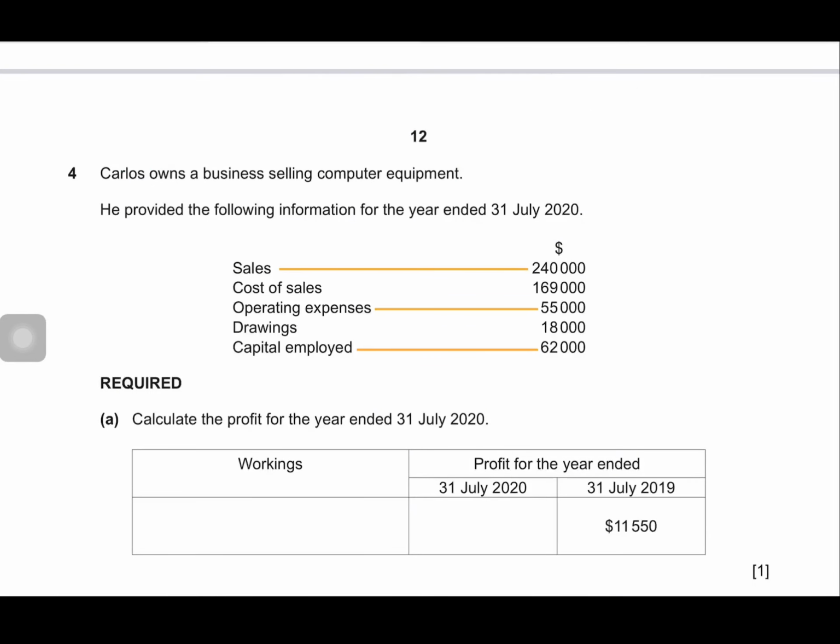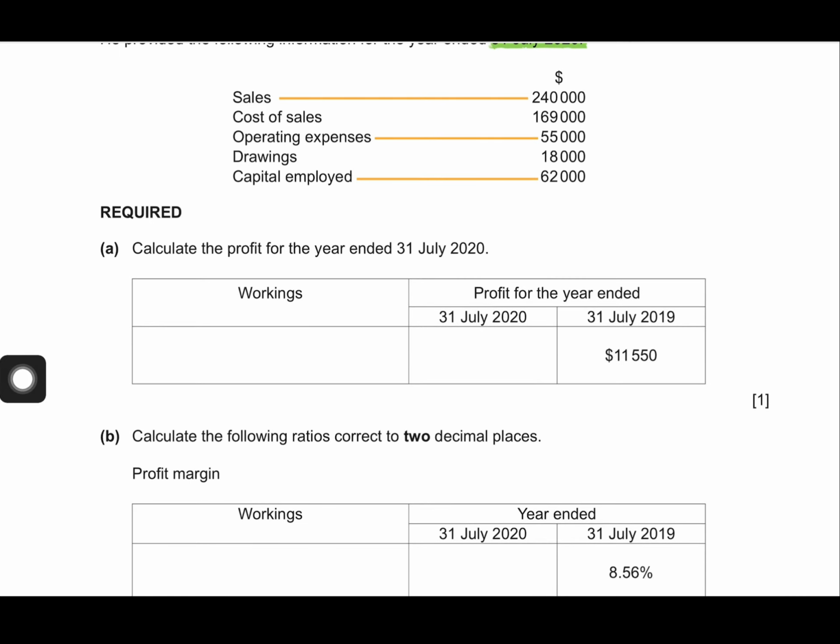Now we'll be starting question number 4, and this question is related to accounting ratios. The question says Carlos owns a business selling computer equipment and he provided the following information for the year ended 31st July 2020. And we have sales, cost of sales, operating expenses, drawings and capital employed. Very good. Now the requirement says part A.